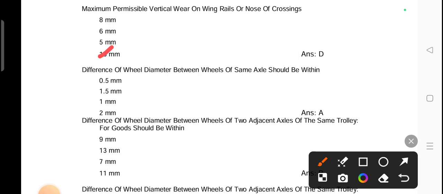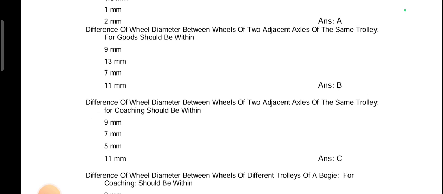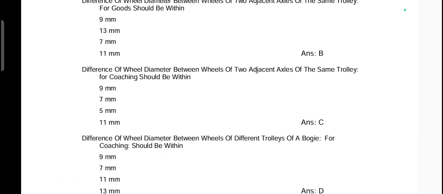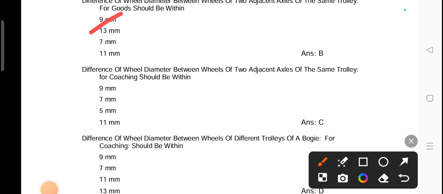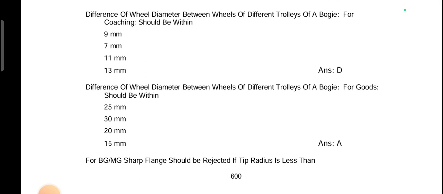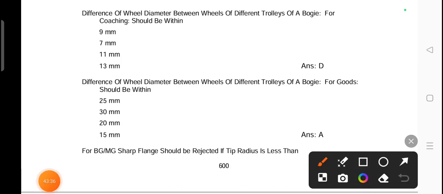Difference of wheel diameter between wheels of same axle should be within 0.5 mm. Difference of wheel diameter between wheels of two adjacent axles of the same trolley, 13 mm. Difference of wheel diameter between wheels of two adjacent axles of the same trolley for coaching should be within 5 mm. Difference of wheel diameter between wheels of different trolleys of a bogie for coaching should be within 13 mm. Difference of wheel diameter between wheels of different trolleys of a bogie for goods should be within 25 mm.